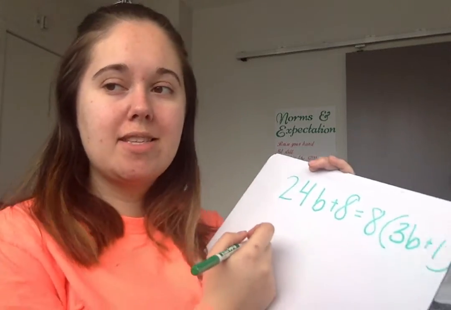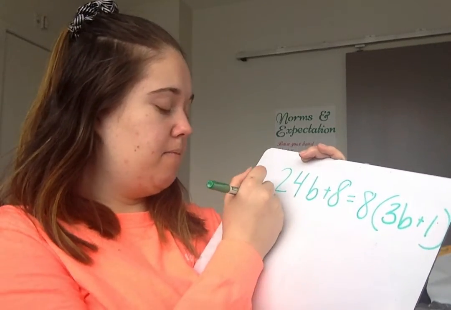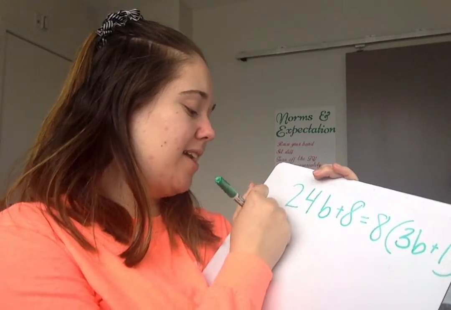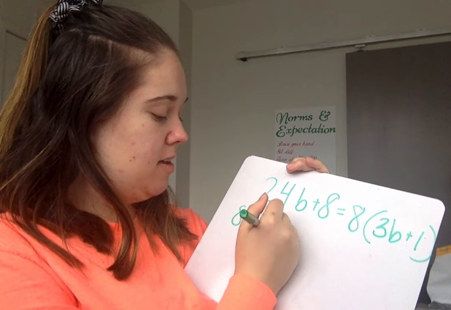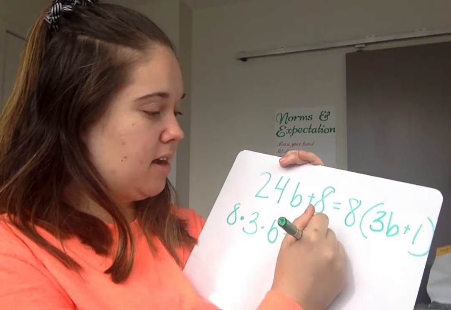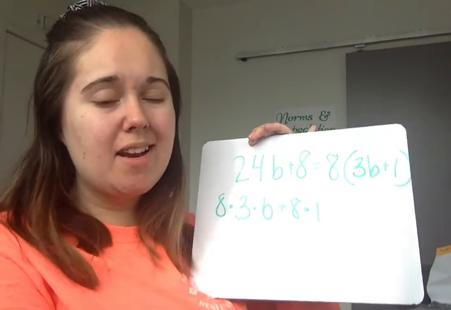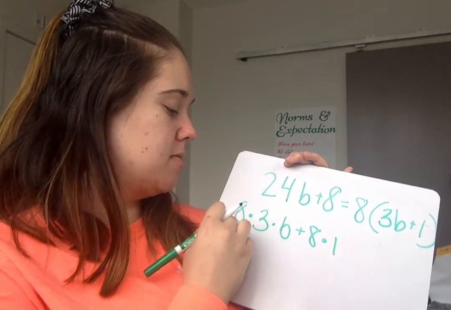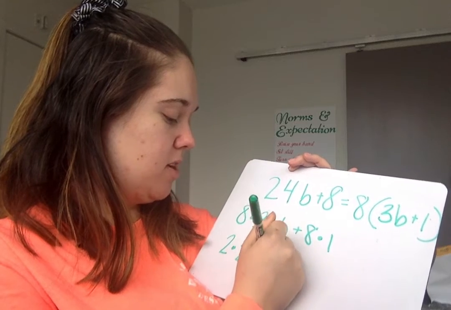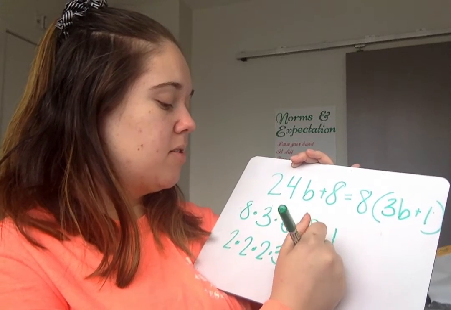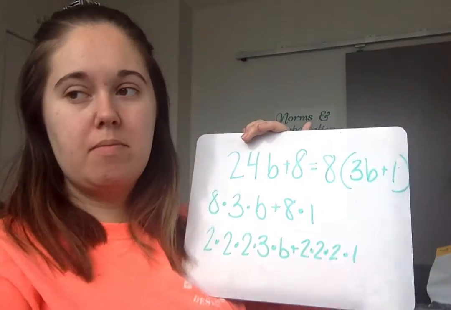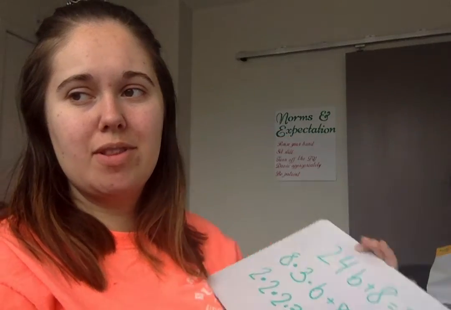Let's double check though. We'll write this in expanded form. We could do 8 times 3 times b plus 8 times 1, which would be kind of expanded, but I want to make this as expanded as possible. So let's take this 8 and expand it more. You get 2 times 2 times 2 times 3 times b plus 2 times 2 times 2 times 1. That's kind of what that ends up being.